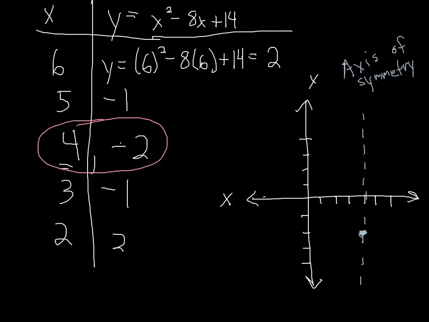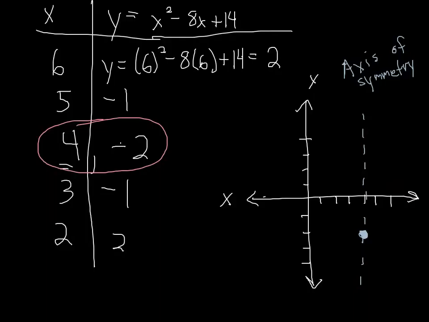Okay, we're getting somewhere. We're starting to see a little graph coming out. We've got an axis of symmetry. So that means that anything that I draw on the left-hand side of this line is going to be the mirror image, a reflection of whatever I draw on the right-hand side. Let's see if that holds true.